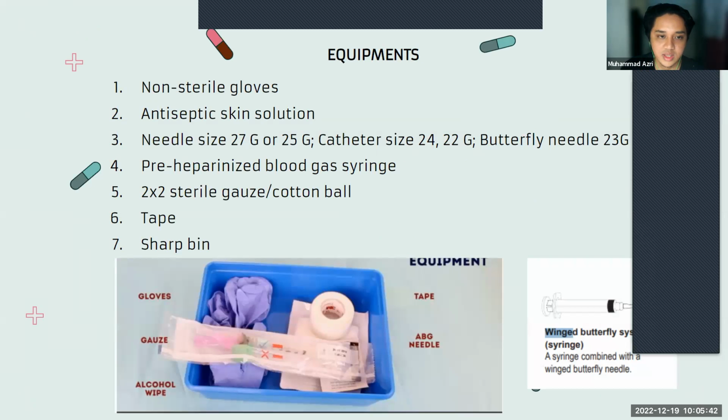So the equipment that is needed to perform this procedure will include non-sterile gloves, antiseptic skin solution, needle size 27 or 25 gauge, catheter size 24 or 22, or butterfly needle connected to a tube. Then we have an ABG syringe, 2x2 sterile gauze or cotton ball to stop the bleeding, tape, and also a sharps bin.